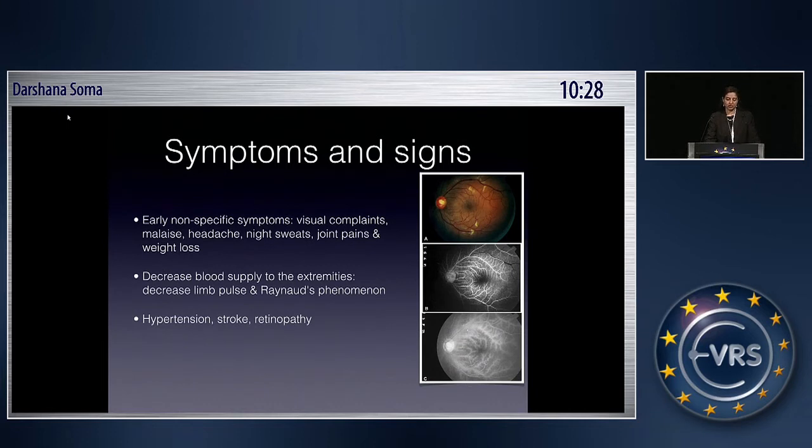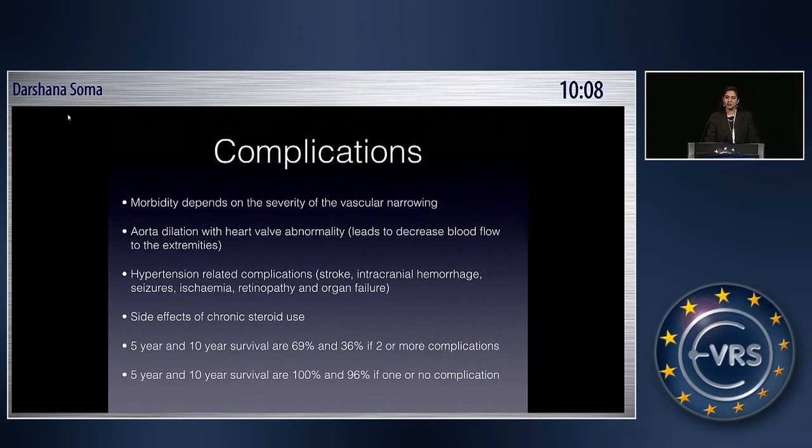So the signs and symptoms of this disease. The early symptoms are usually non-specific symptoms of visual complaints, malaise, headaches, night sweats, joint pains, and weight loss. There's usually a decrease in blood supply to the extremities with a decrease in limb pulses and a Raynaud's phenomenon. Patients may present with hypertension, stroke, or retinopathy. The morbidity of such a condition depends on the severity of the vascular narrowing.